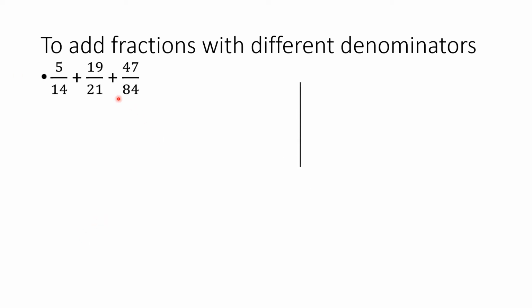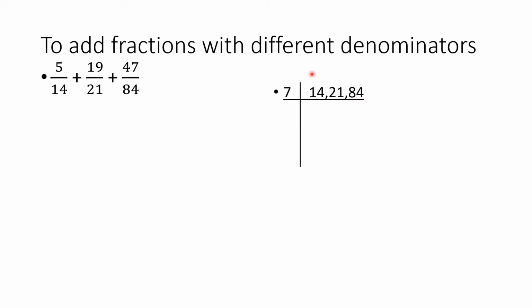Now one more question. 5 by 14 plus 19 by 21 plus 47 by 84. What are the denominators here? 14, 21 and 84. So at first we will find out the LCM. 14, 21 and 84.